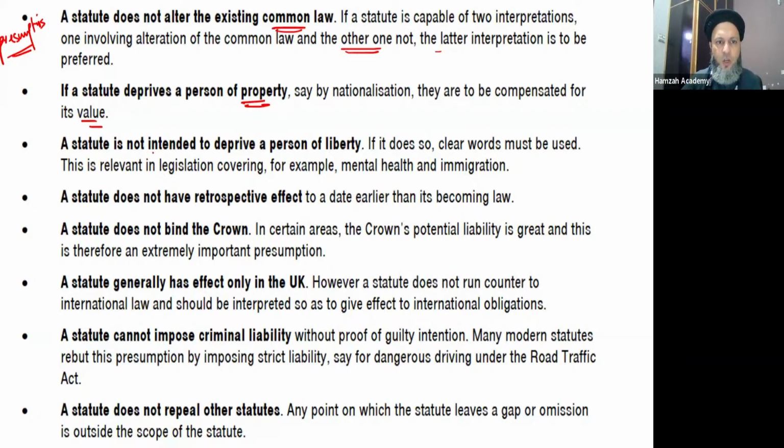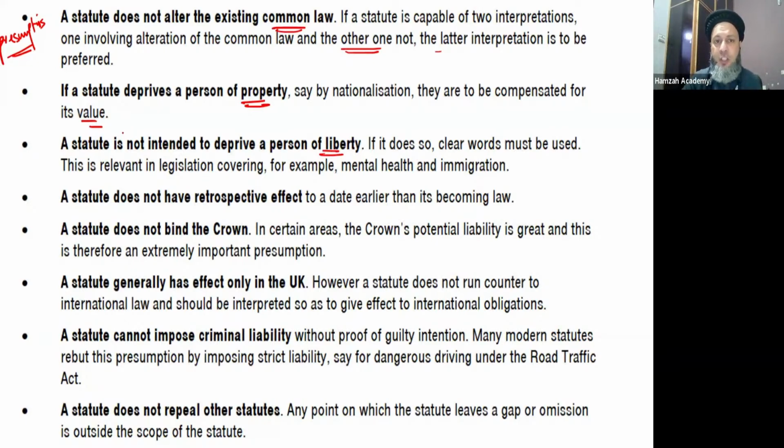A statute does not intend to deprive a person of liberty. If it does so, clear words must be used. This is relevant to legislation covering, for example, mental health and immigration and things like that, because there are different liberties, freedom of speech, freedom of expression, etc.